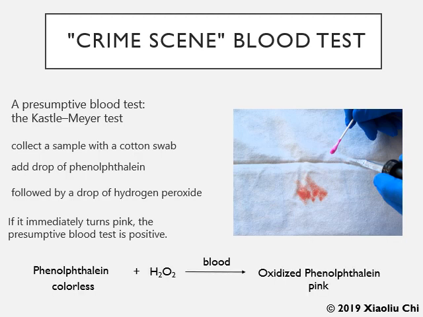During the process, the colorless phenolphthalein is oxidized by hydrogen peroxide in the presence of a blood sample into oxidized phenolphthalein, which is a pink color. In order to understand the reaction mechanism, we need to first go over the redox reactions.